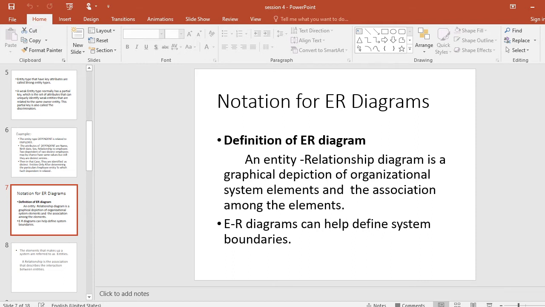An ER diagram can help define system boundaries. The elements that make up a system are referred to as entities. A relationship is the association that describes the interaction between entities. An ER diagram may also indicate the cardinality of a relationship. Cardinality is the number of instances of one entity that can or must be associated with each instance of the other entity. In general, we may speak of one-to-one, one-to-many, or many-to-many relationships.